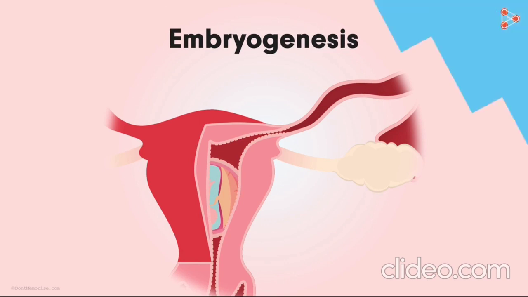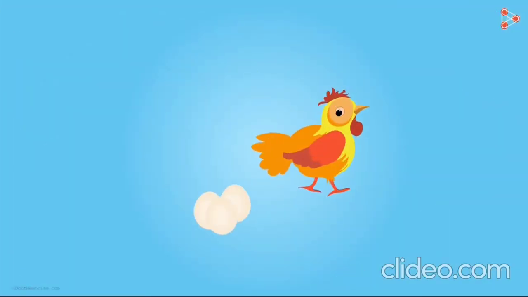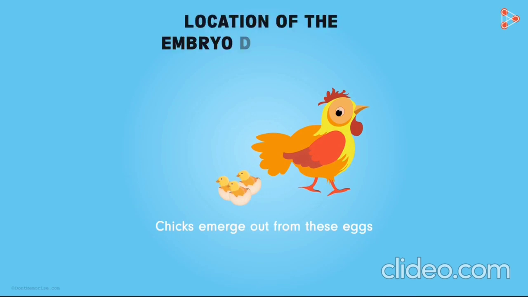But wait a second. We have seen that a hen lays eggs and the chicks emerge out from these eggs. It means they do not grow in the body of their mother. Yes, development of the embryo takes place in two different ways. The parameter to categorize these types is the location of the embryo development. So how do we categorize the two types?